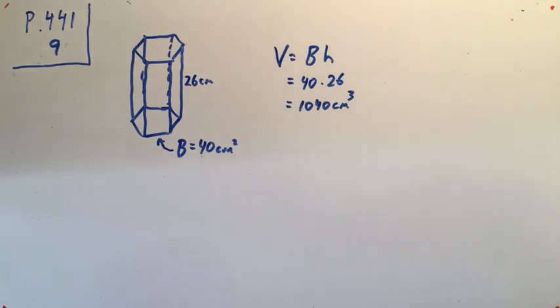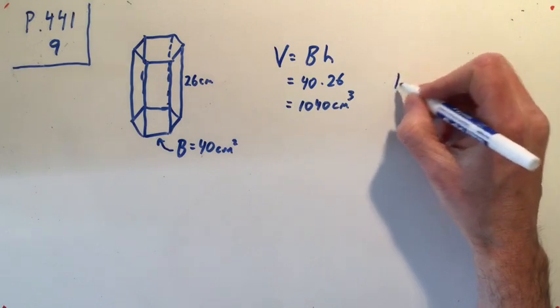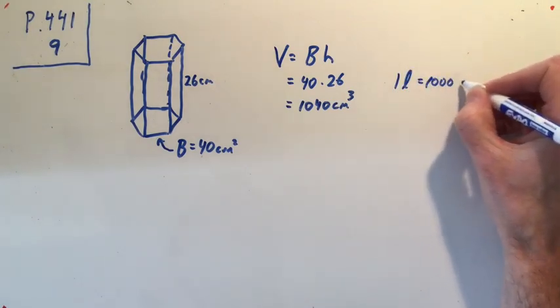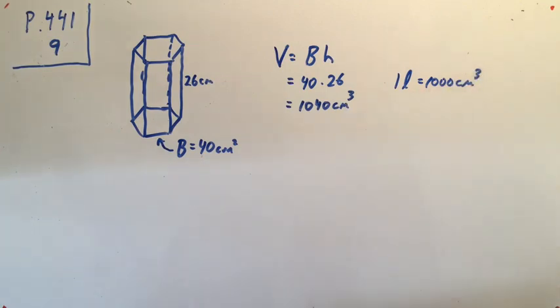Now, the question is asking, can this hold a liter of milk? Will the pitcher hold a liter of milk? Well, you just need to know that 1 liter of milk is equal to 1,000 cubic centimeters, and we got 1,040, so we should be okay with this pitcher.